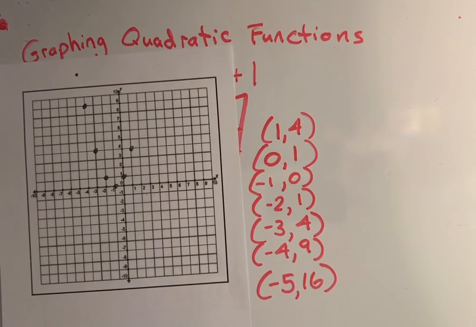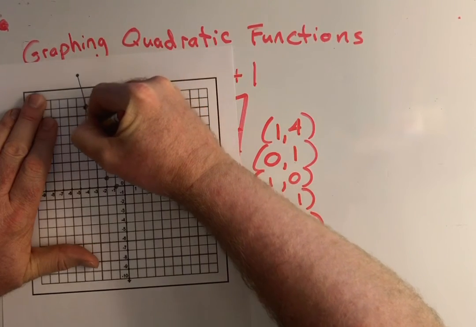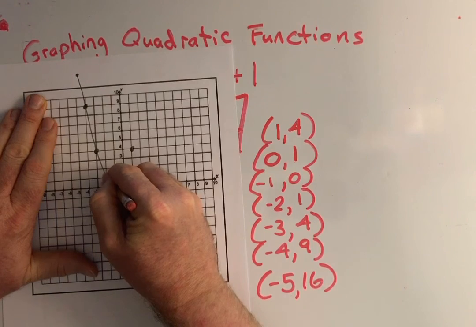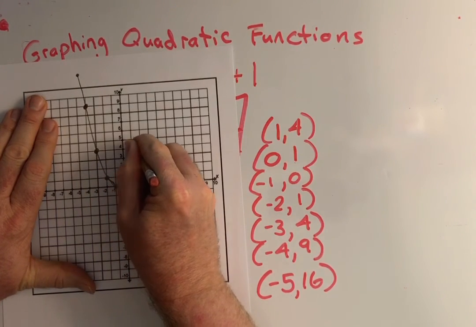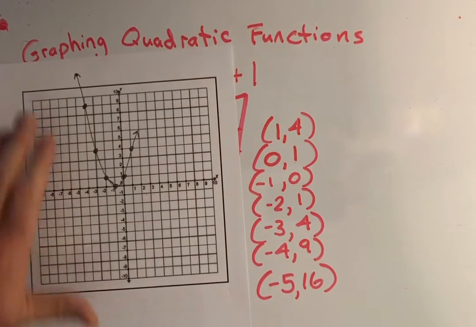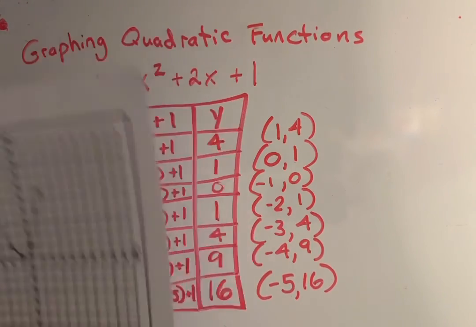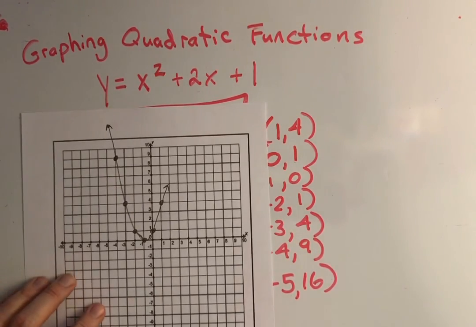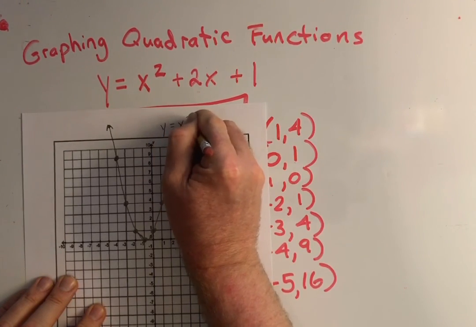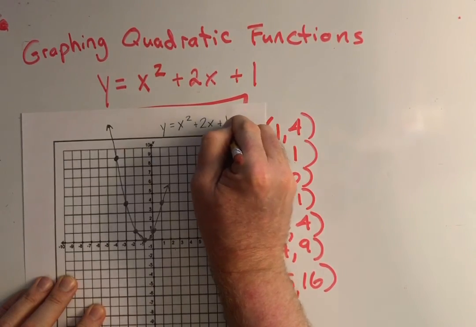All right. So we can draw our graph, and make sure you remember that this is a curve, not straight lines. So we're not connecting the dots with straight lines, but with a curve. Okay, we put arrows on the ends to signify that it goes on forever. And then we're going to label this what it is. And this is y equals x squared plus 2x plus 1.